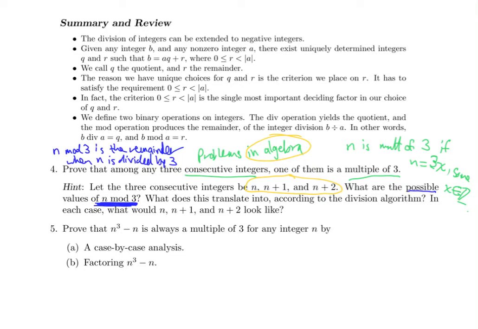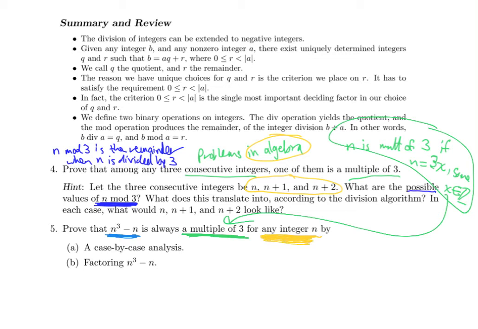Okay, so for number 5, it says, prove that n cubed minus n, okay, well, I'm going to need this expression, is always a multiple of 3. Okay, so multiple of 3, we have that definition rewritten here, for any integer n. Okay. That means I have to be as general as possible. Examples are not good enough. So numerical examples are not good enough. Okay. And then it's giving us 2 different ways that they want us to solve the same problem.